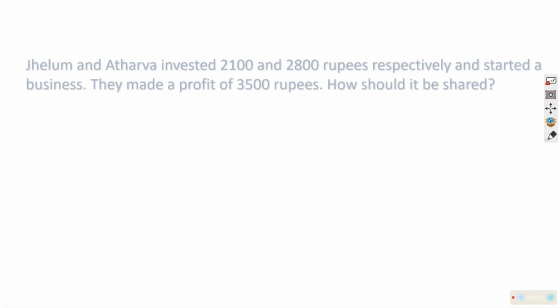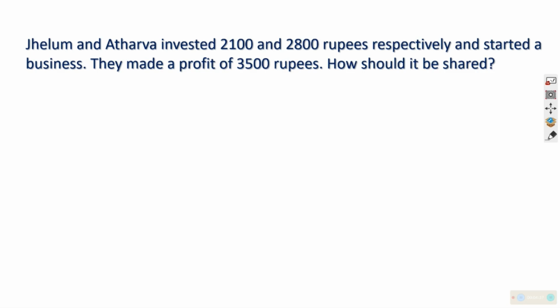This can be understood only through certain examples or situations which you may come across in day-to-day life. So let me take one example from here. Here is a situation. Jhelum and Atharva invested 2,100 and 2,800 rupees respectively and started a business. They made a profit of 3,500 rupees. How should it be shared? The 3,500 rupees has to be shared.